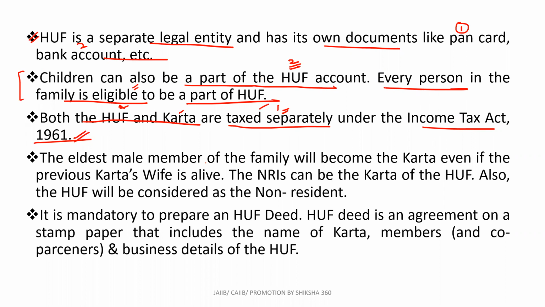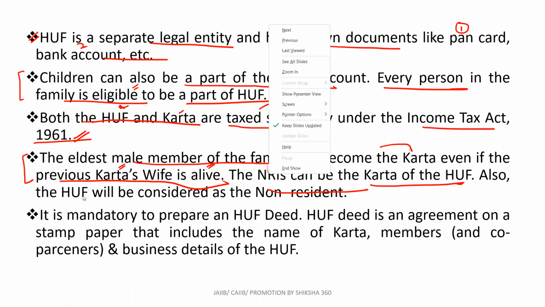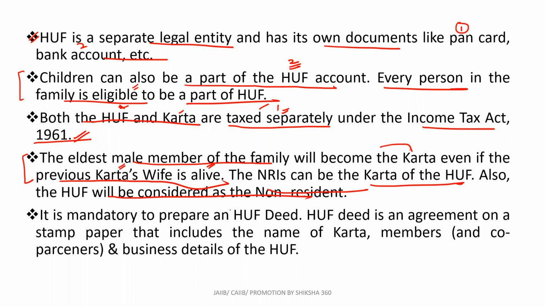The eldest male member of the family will become the karta, even if the previous karta's wife is alive. NRIs can be the karta of the HUF, and the HUF will then be considered a non-resident. Sometimes they will ask whether NRIs can become the karta of an HUF. Yes, NRIs can be the karta, and the HUF will be considered non-resident.